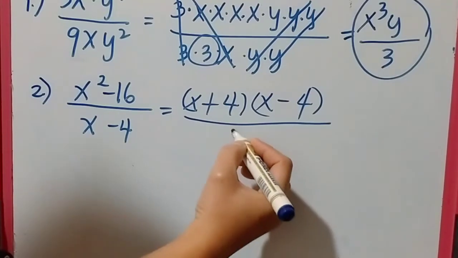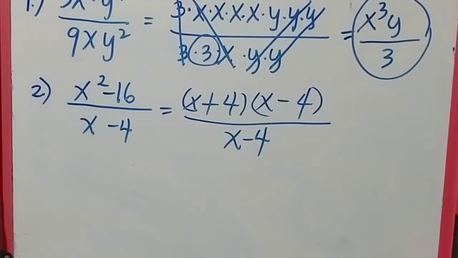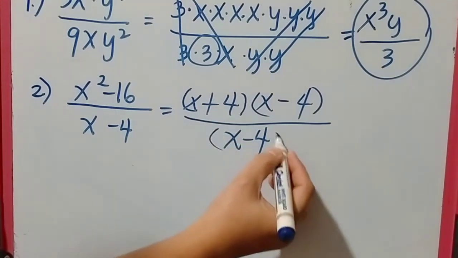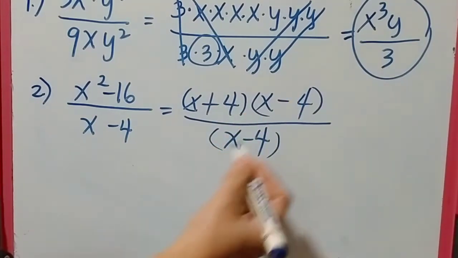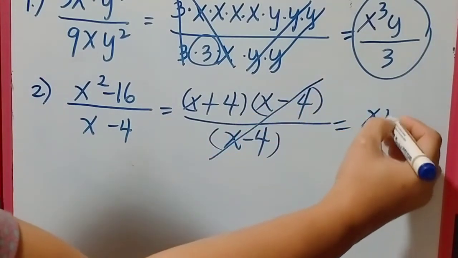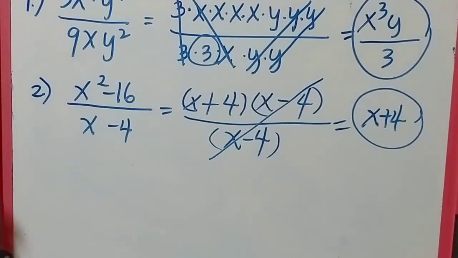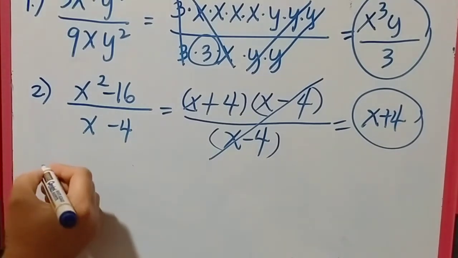And in our denominator, we have x minus 4. Now, notice that the quantity x minus 4 is common to both numerator and denominator, so we can cancel this. The answer will be x plus 4. Okay? So, that's how we simplify. So, let's have another example. Let's take this.